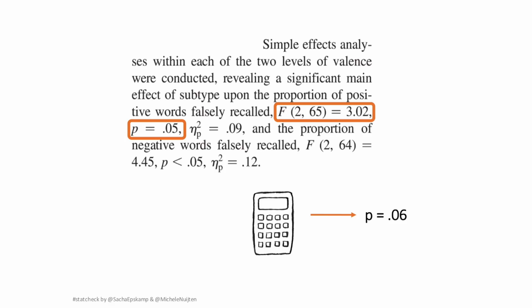So that's what we did. Based on these reported degrees of freedom and test statistic, I recalculated the p-value, and it's actually 0.06, and not 0.05, and not significant, as they make it out to be. So this is what I would call a misreported result, or at least a statistically inconsistent result.